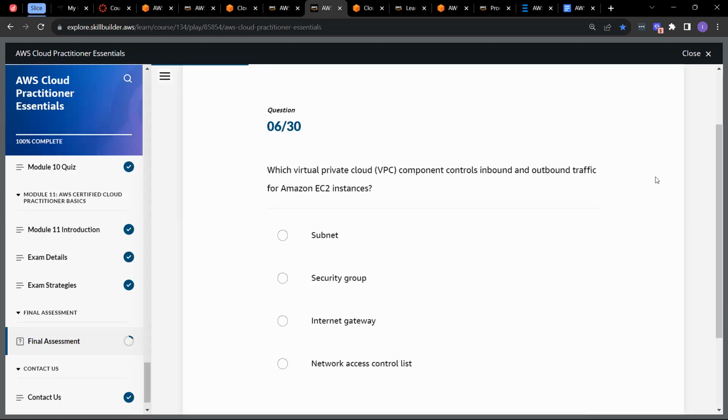Wait, so it should be an internet gateway? No, let's look at this. We are looking at inbound and outbound. We are looking at a component that controls inbound and outbound traffic, right?